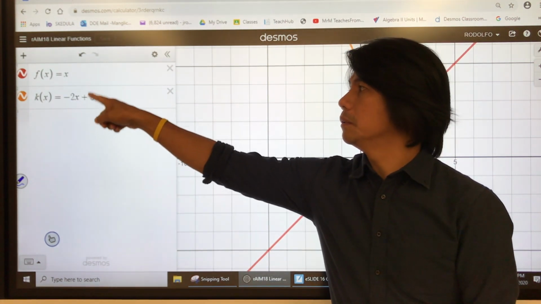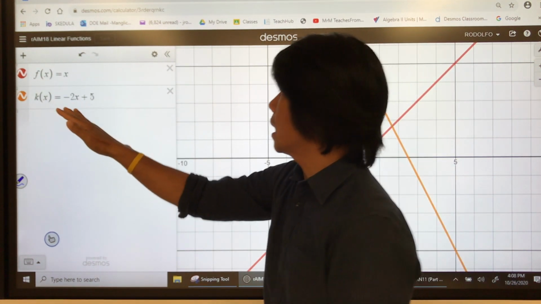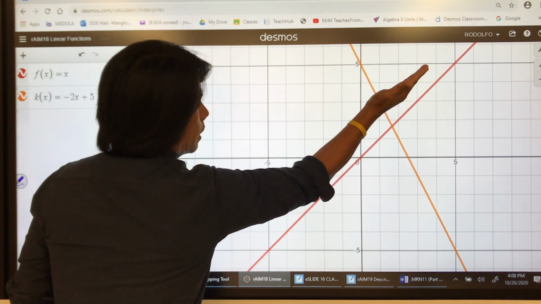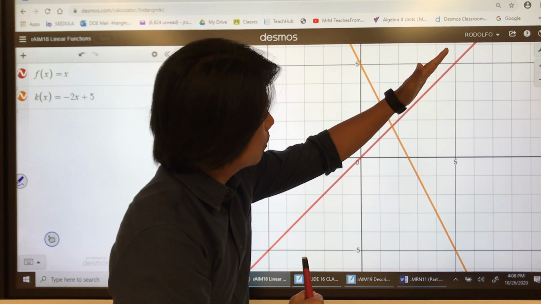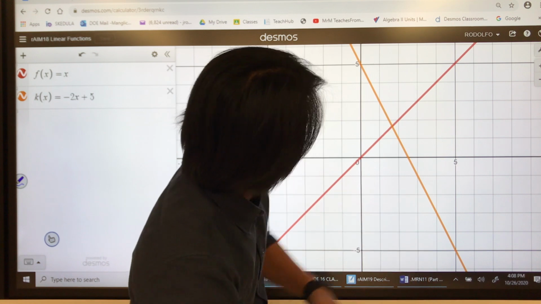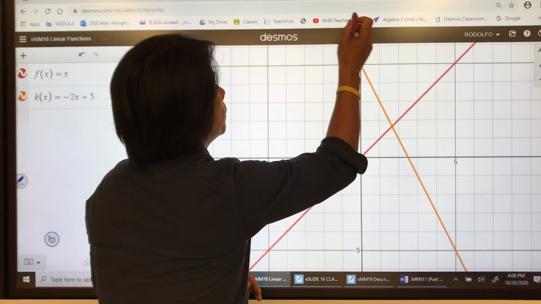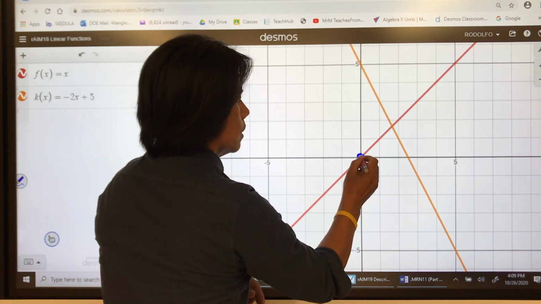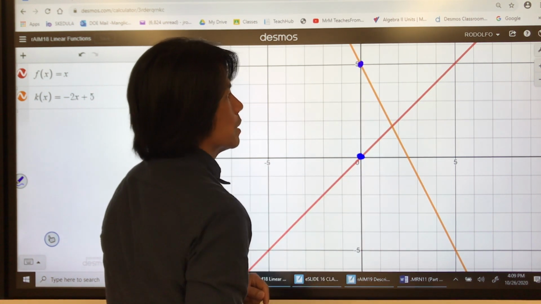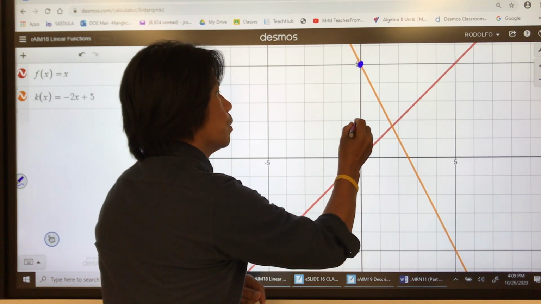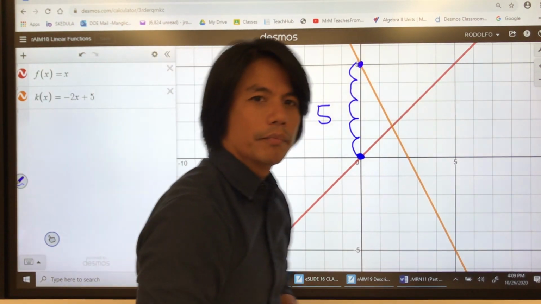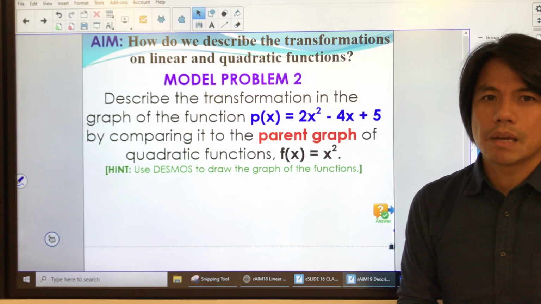Again, we have the equations on this side and the graph. Take a look. Again, this is the parent graph. If you rotate it clockwise, it's going to be like this. And then, if you notice from here, if the y-intercept is 0, 0 on the parent graph, now it's positive 5. So it translated 1, 2, 3, 4, 5 units. Got it? Now let's have model problem number 2.